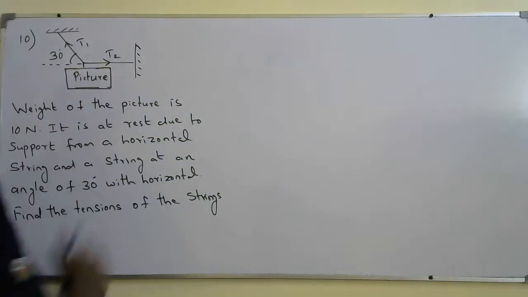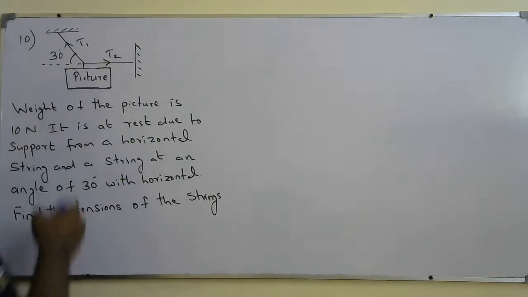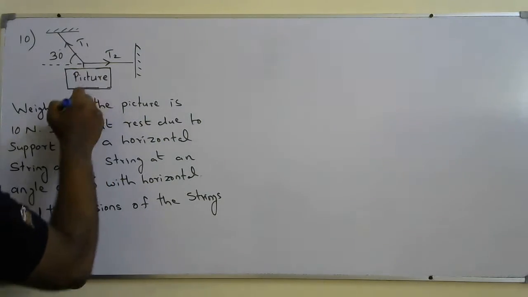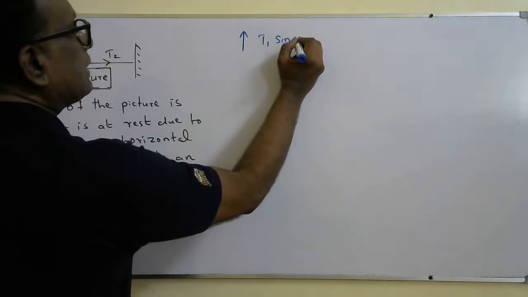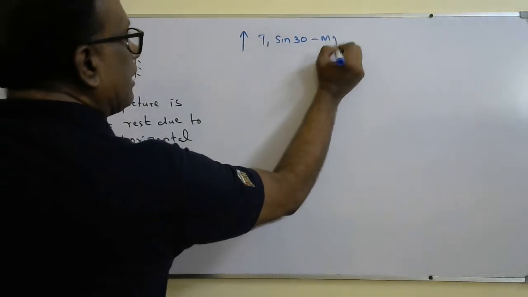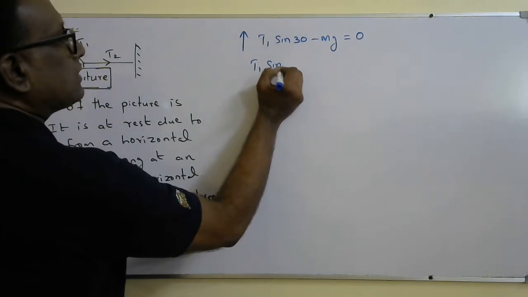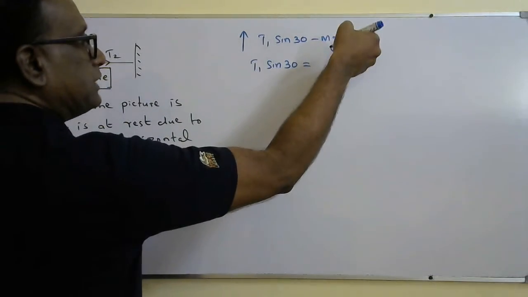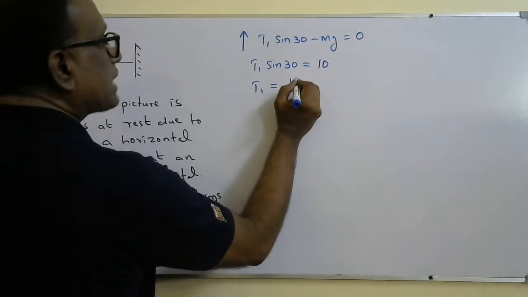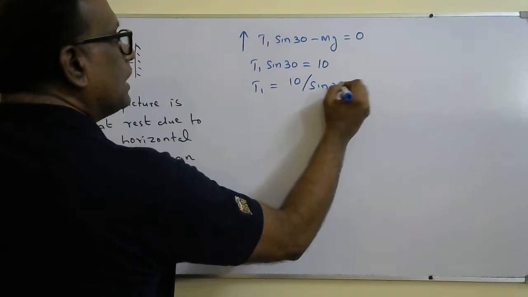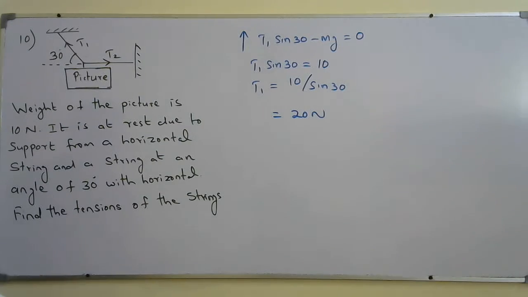Remember that. So here if I resolve vertically, the forces acting on it are T1, T2 which are the unknown forces. This is the picture, the weight will act vertically downward. If I resolve vertically upward, T1 sine 30 minus mg equal to 0. But I know mg is 10 Newton. So T1 sine 30 equal to mg. I take the mg to the right and substitute 10. So T1 equal 10 over sine 30, that is going to be 20 Newton. So the tension T1 is equal to 20 Newton.